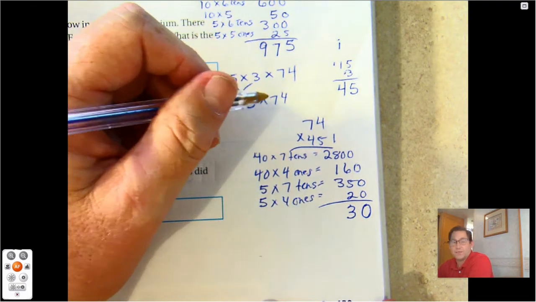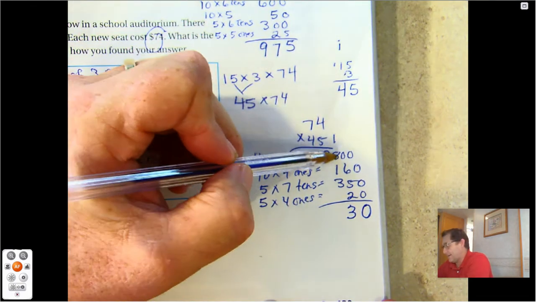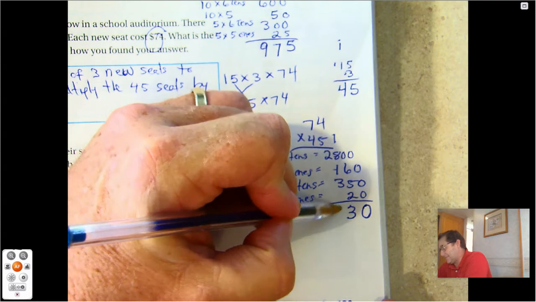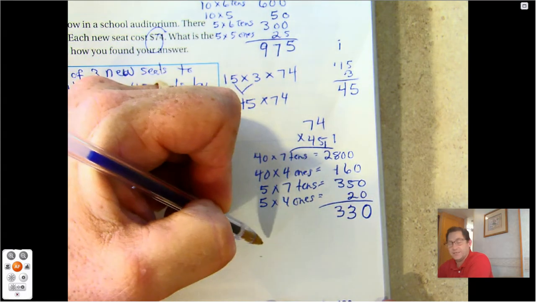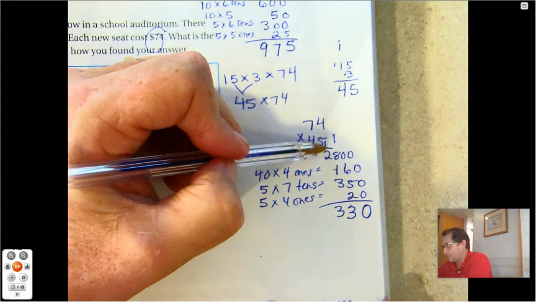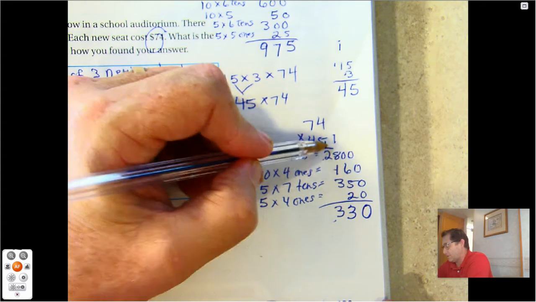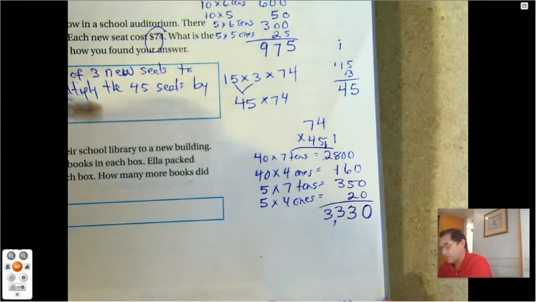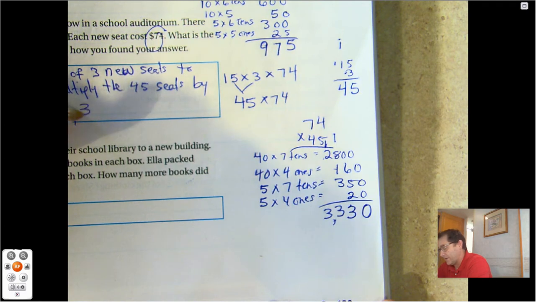8, 9, 10, 13 hundreds. I'll regroup that as 1,000 and 3 hundreds. And 2,000 plus 1,000 is 3,000. So it's going to cost them $3,330 to replace their 45 seats.